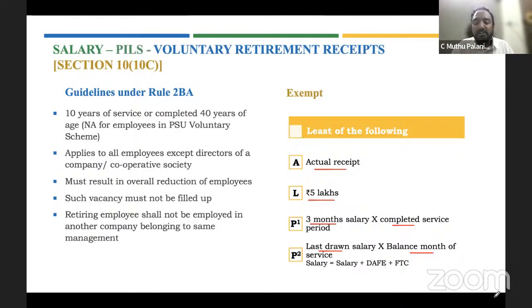And then last drawn salary. So in all these cases, salary represents salary plus dearness allowance forming part of retirement benefit plus fixed commission. Fixed commission is what is there. So this is what the exemption is about.